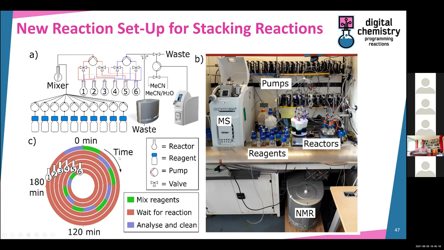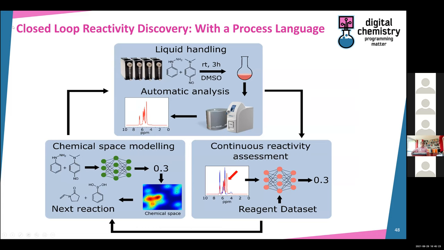And so the way we do it is we have a closed loop reactivity engine where we have liquid handling. We continuously assess the reactivity using a neural network. We then have a model and we keep going around in a loop, and we try to explore the discovery of new organic chemical reactions. So this is really nice.